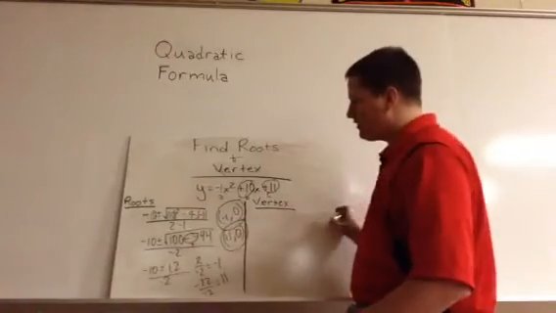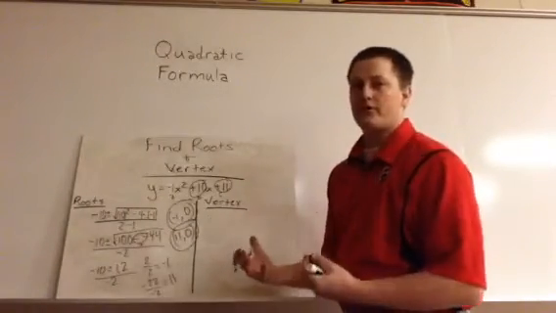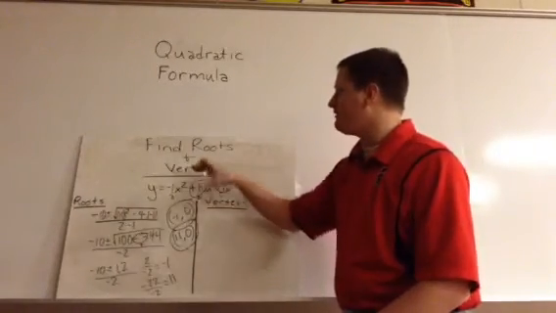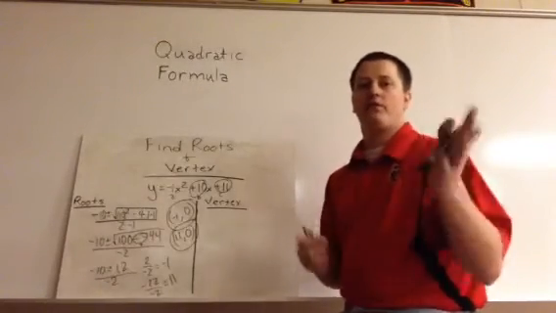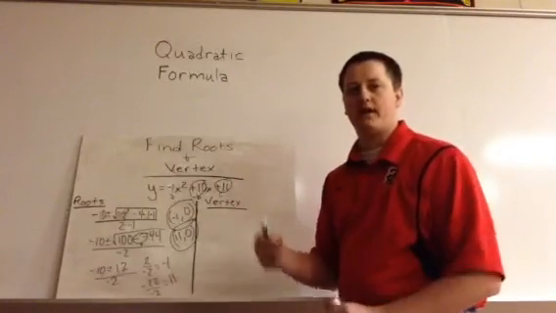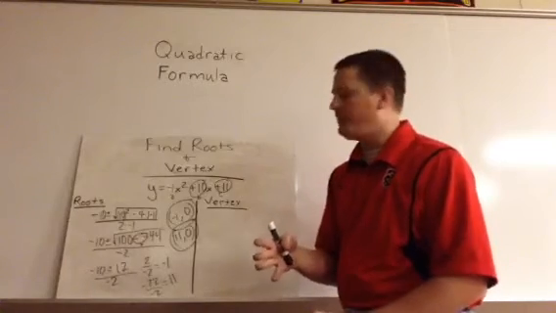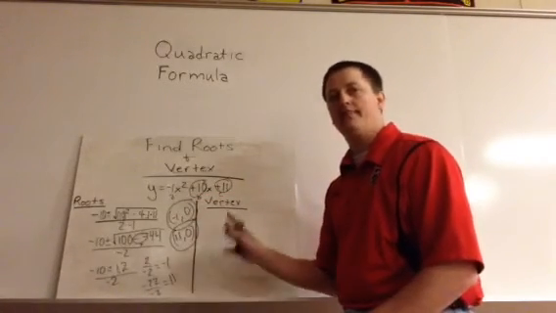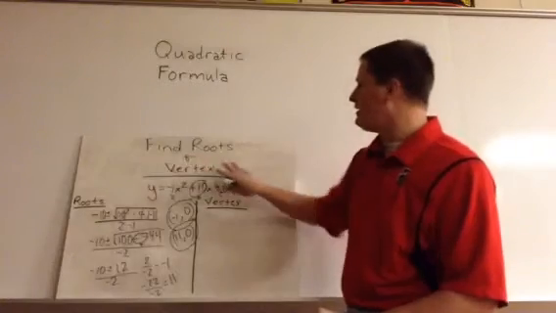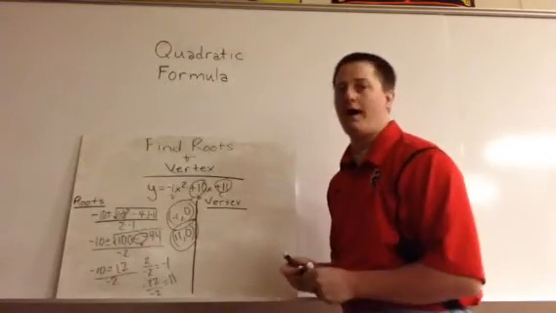Now this is all great, but there's a third important part to this, is we need to know the vertex. Well, if you remember, the roots are on both sides of the vertex, and the vertex is halfway between them. So we can average the roots to find the x value of the vertex. Then we can take that value, put it into our original equation, and find the y value.